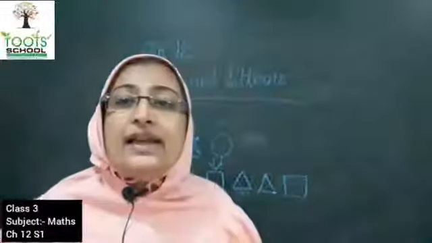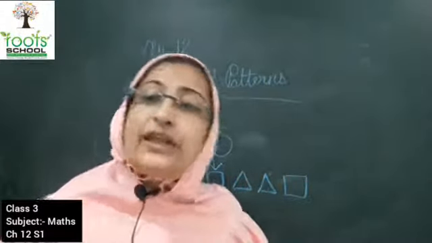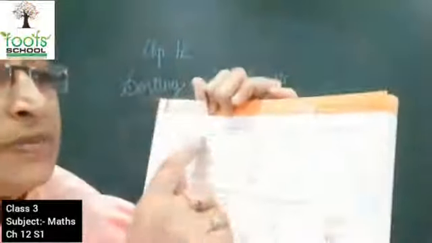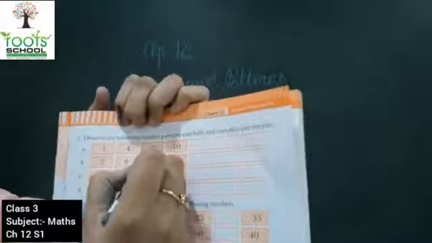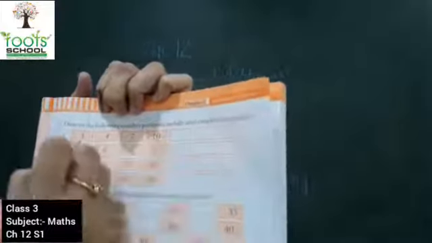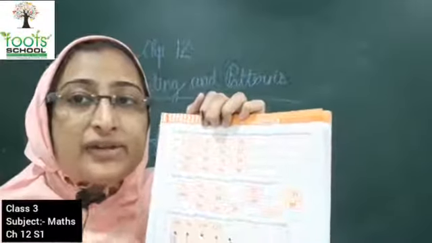Now kids, let's move on to question number 3. Observe the following number patterns carefully and complete the patterns. It is 1, 4, 7, 10. What pattern did you find? It is skip counting by 3 numbers.